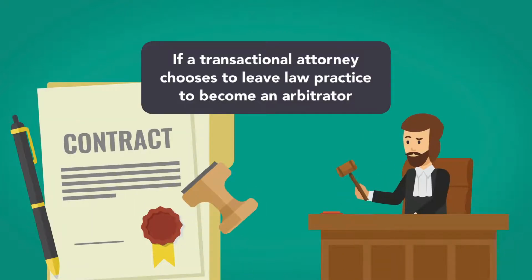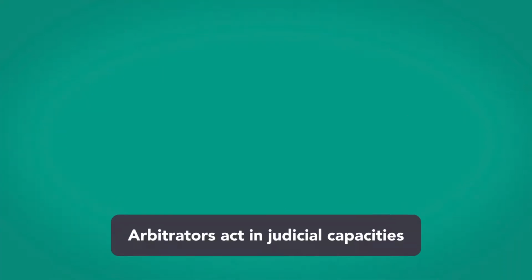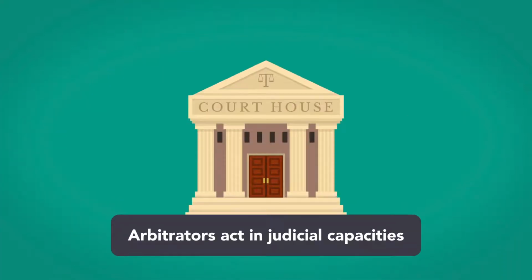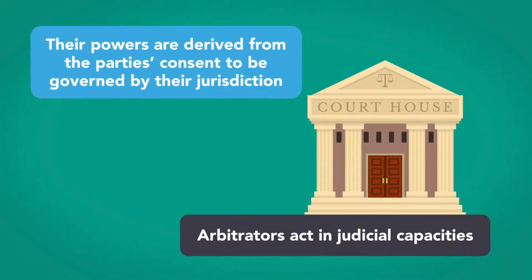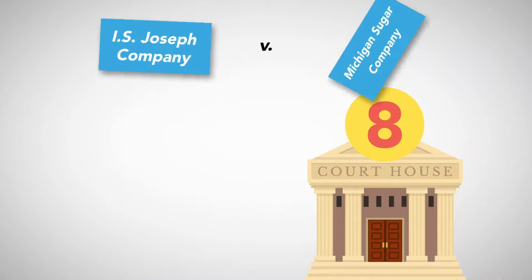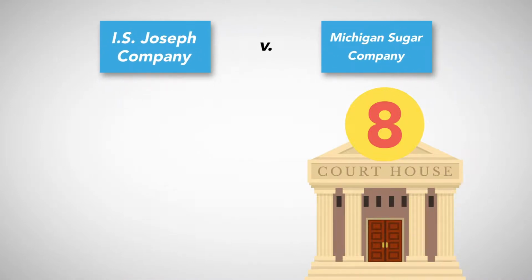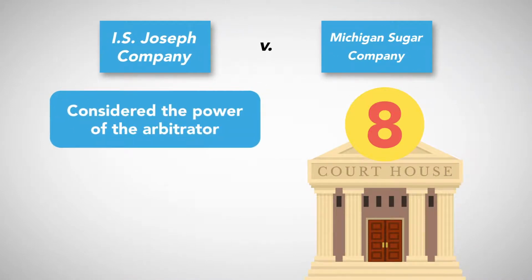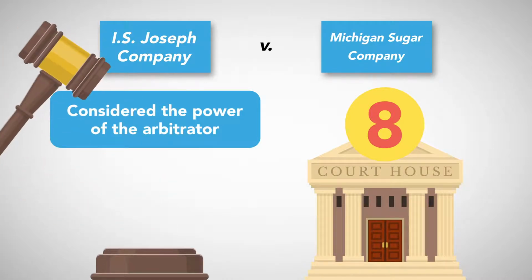arbitrate contract disputes. Though arbiters act in judicial capacities and may even be former judges or attorneys, their powers are derived from the parties' consent to be governed by their jurisdiction. The Eighth Circuit Court of Appeals in I.S. Joseph Company v. Michigan Sugar Company considered the power of the arbiter in deciding whether an arbiter or the court holds the power to determine enforceability of an agreement.